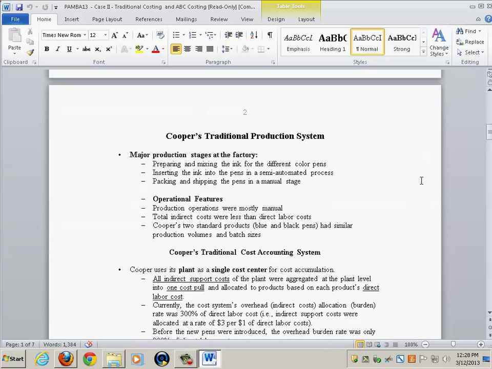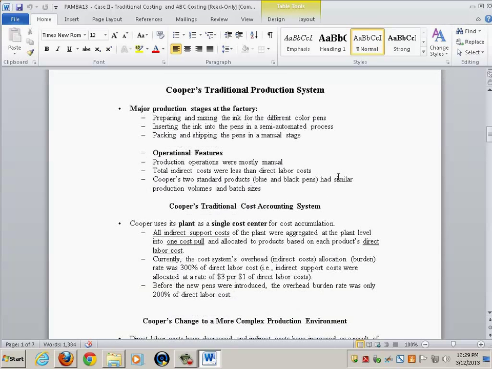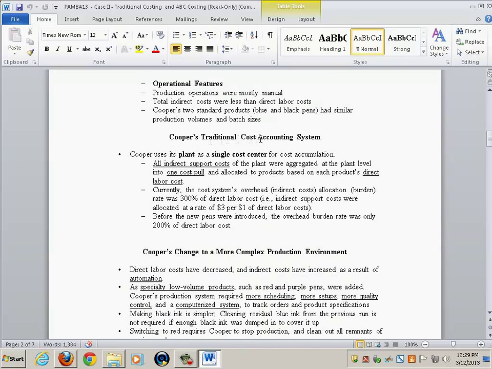Okay, now you have a description of the traditional production system, which involves 3 steps: preparing and mixing the ink in different color pens, inserting the ink into the pens in a semi-automated process, and then packing and shipping the pens, a manual stage. What is important is how the traditional cost accounting system works in terms of the allocation of indirect costs.